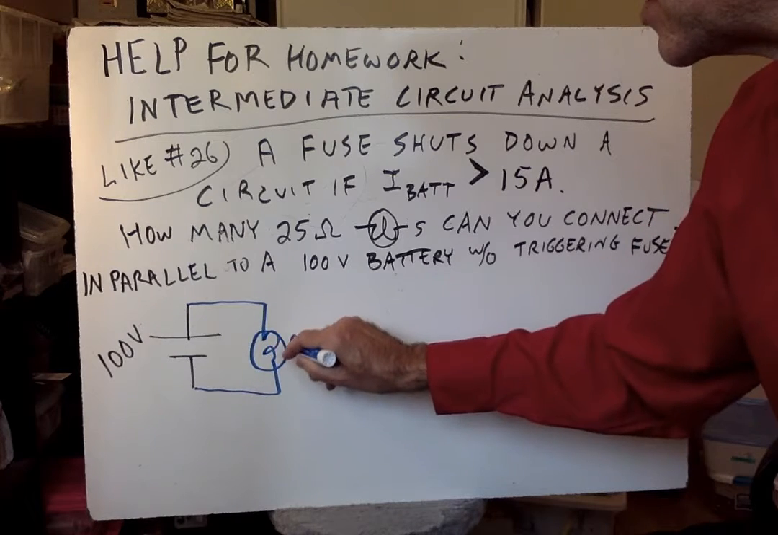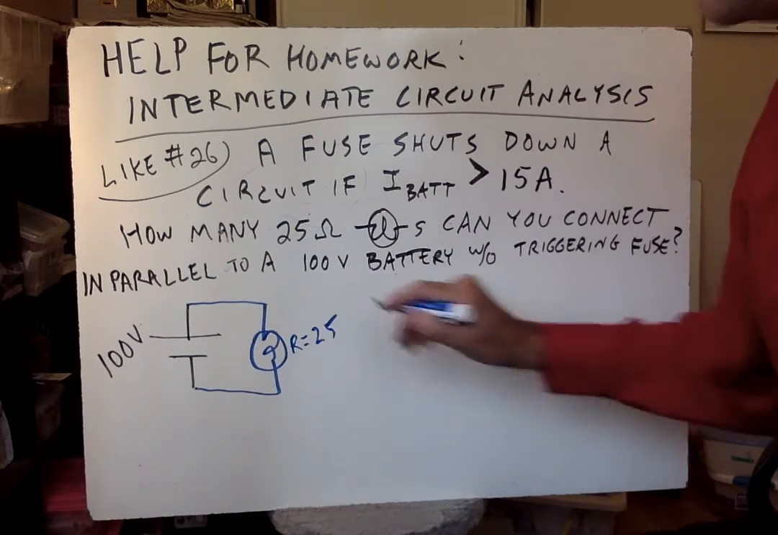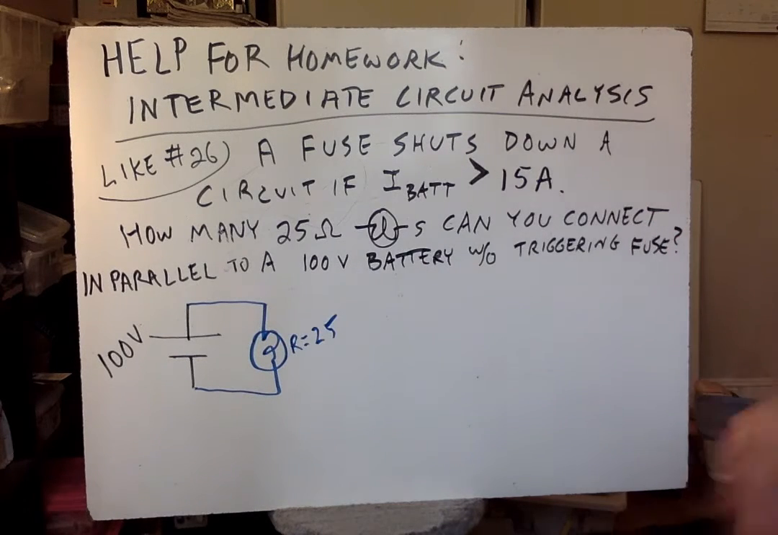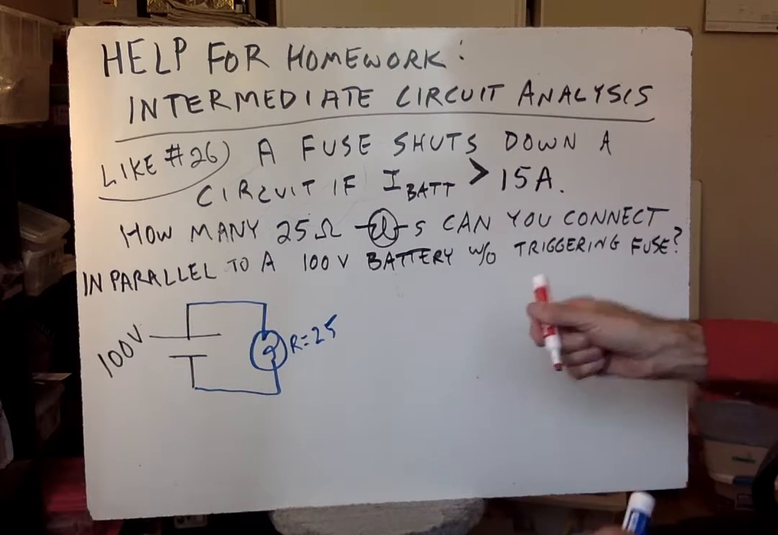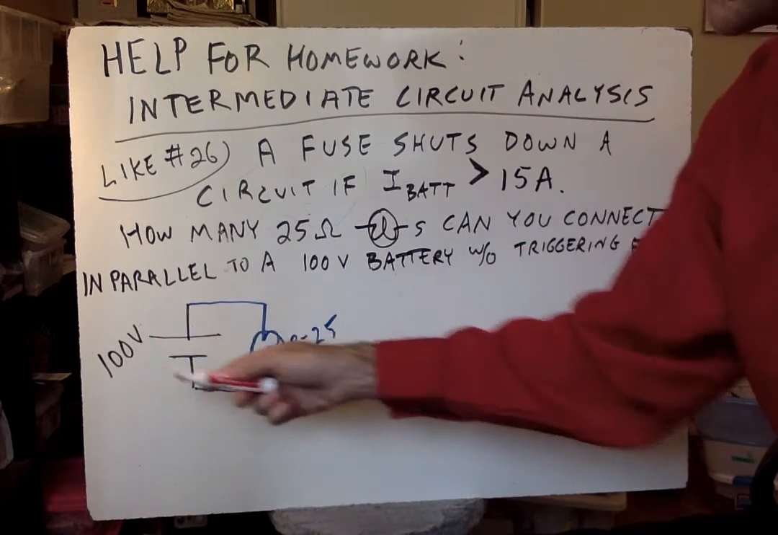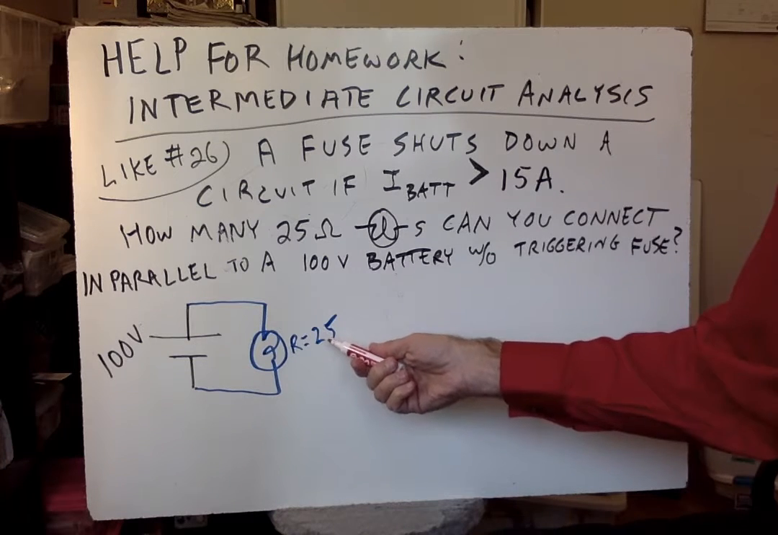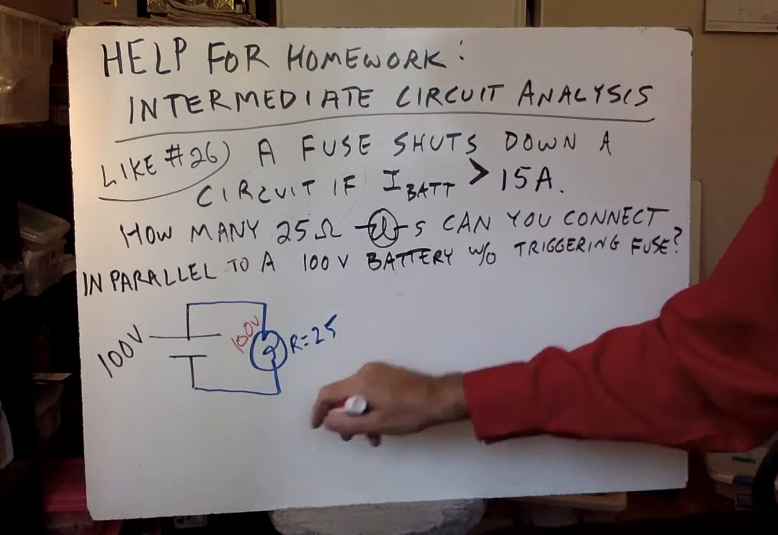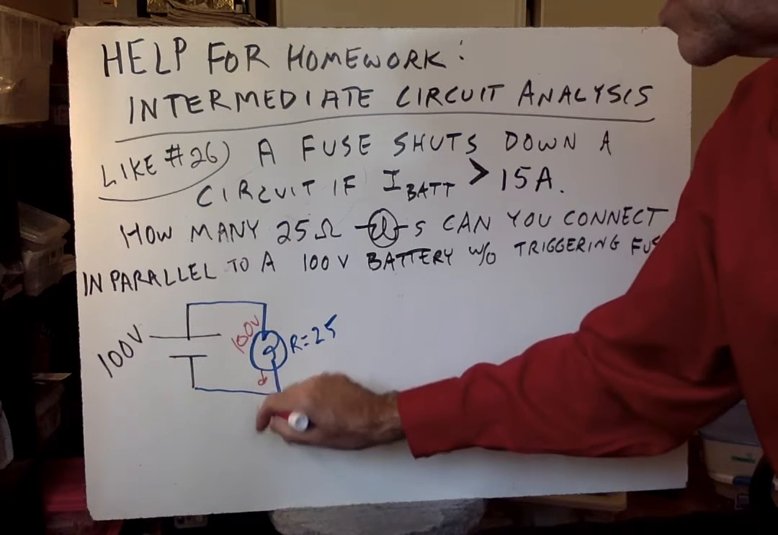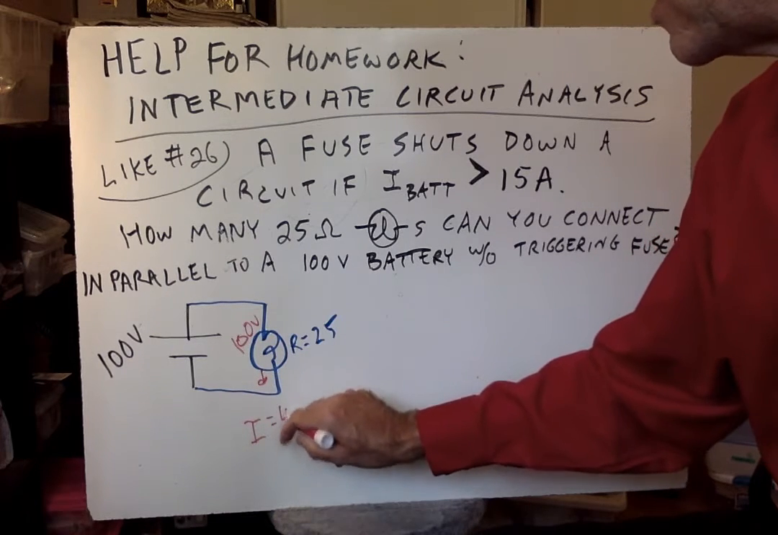Remember, this has a resistance of 25. Look what you can immediately figure out. You can figure out what? You can pause the video and answer these questions yourself, of course. What can you figure out? Voltage is 100. Resistance is 25. So this is 100 volts. Resistance is 25. So you get that through this light, the current is 4 amps.